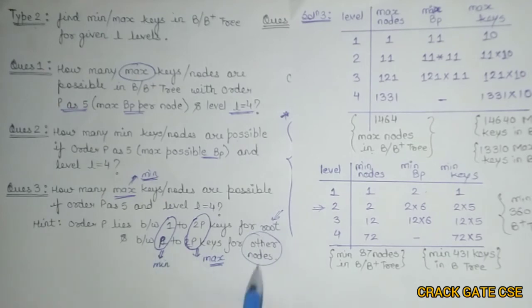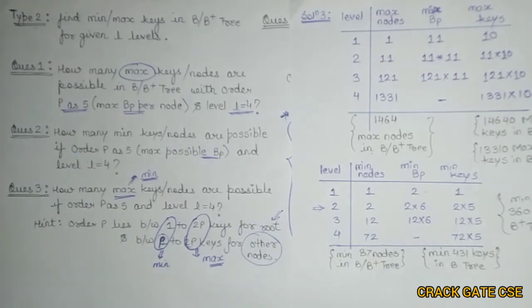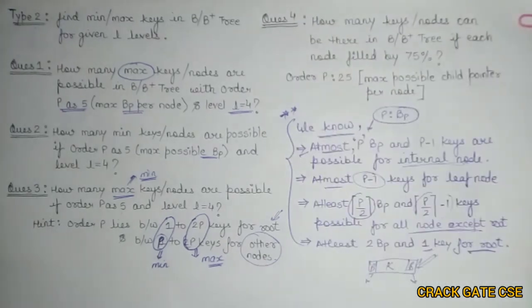Now we have to check for the other node. So in other node, the minimum order is p. So how many block pointers can be there? P plus 1. So 5 plus 1, 6. So 2 into 6. Here 2 into 5, because p keys can be there. So 2 into 5. Similarly, we have calculated all of these. So you can find out exactly how I am solving these questions. Try to solve this on your own, and in case you're having any difficulty, just refer to these solutions, right?